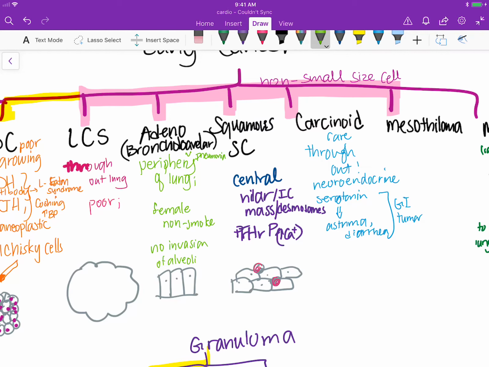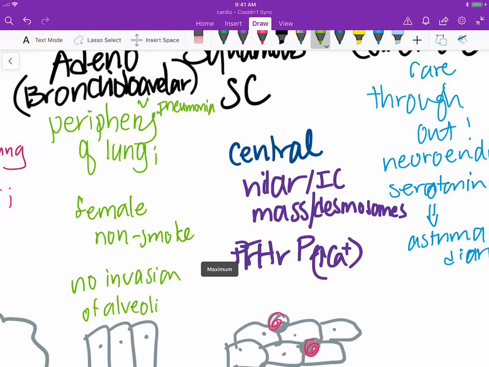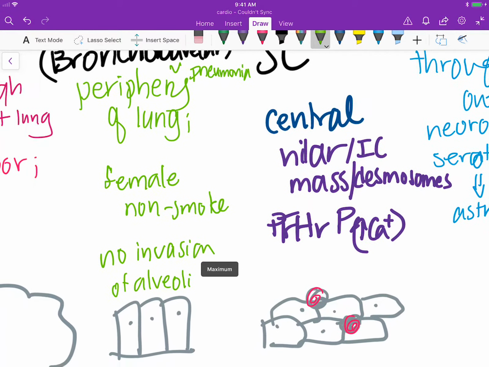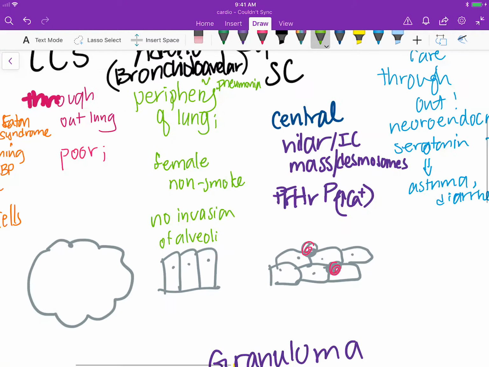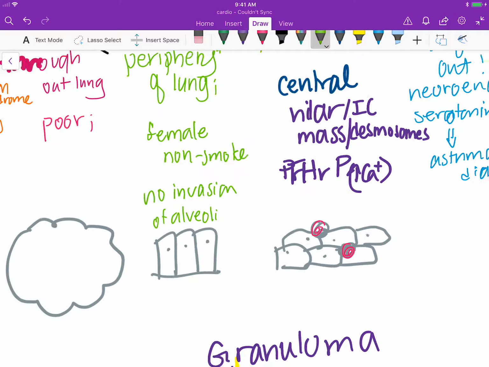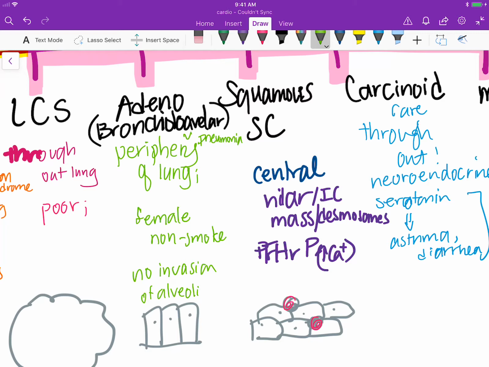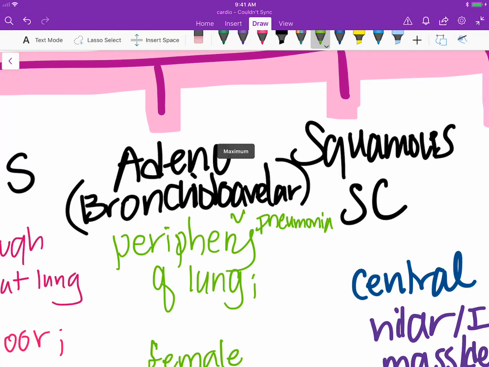Now let's talk about the non-small cell carcinoma. You have large cell carcinoma, adenocarcinoma, squamous cell carcinoma, and carcinoid. Let's talk about adenocarcinoma. This one is going to be in the periphery of the lung. Usually it's a female non-smoker. There is no invasion of the alveoli. And you see the cells as tall columnar cells, which I've drawn in gray for you here. Remember, adenocarcinoma is the number one carcinoma for lung cancer, and it's usually non-smoker females. Another subtype of adenocarcinoma is bronchoalveolar carcinoma, and it looks a little bit like pneumonia on X-ray. That's why I have written pneumonia here.